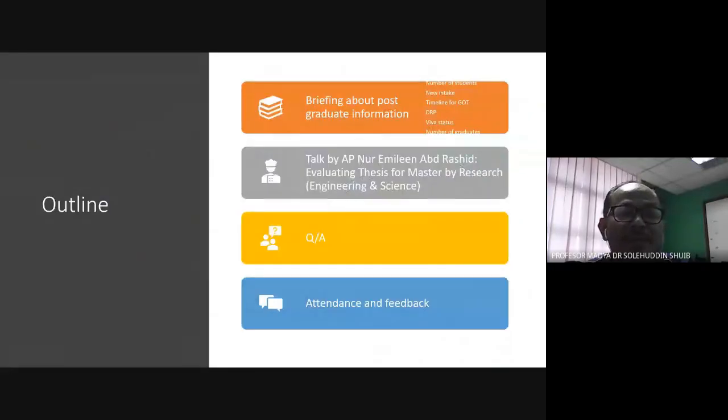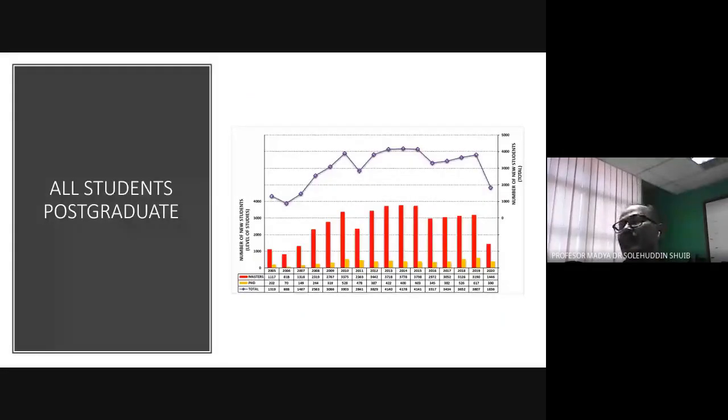This is an outline of our session for today. We only have 1 hour. In the first part, I will give a bit of information about postgraduate intake, number of students, the timeline for GOT, DRP, viva status, and the number of graduates in master and PhD, and how many obtained GOT. Then a talk by our speaker, Dr. Emily, then Q&A. At the end of the session, I will give the link for attendants to give feedback. First, we talk about the number of our postgraduate students.